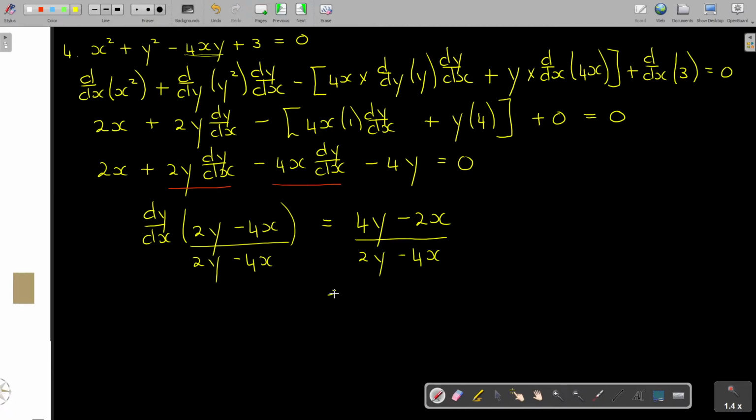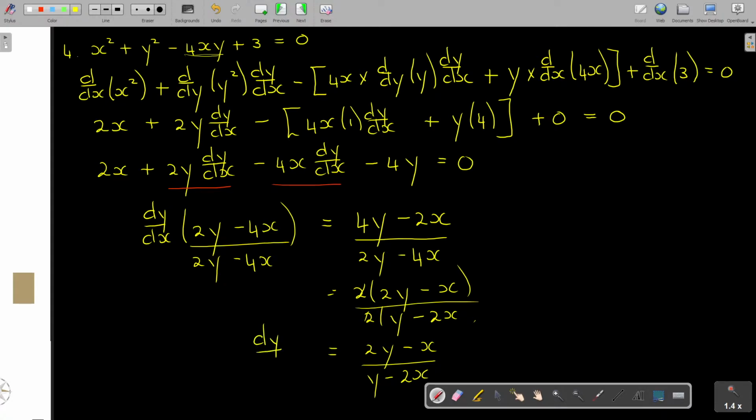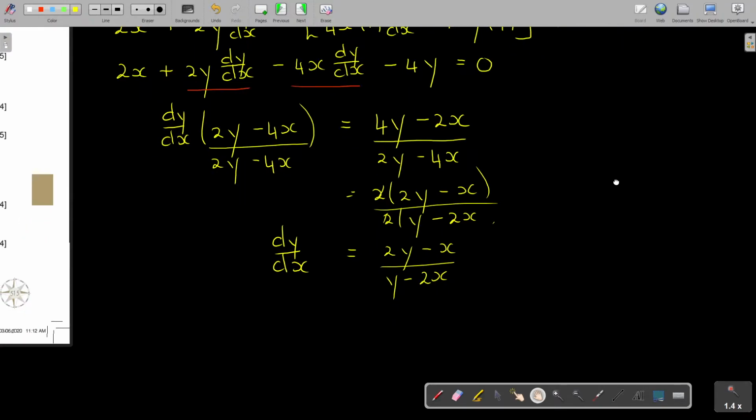And now, because they said show that, I have to get to that. I see that I can take out 2. So if I take out 2, it's 2y minus x. And if I take out 2 there, it's y minus 2x. And I cancel, and it's going to be 2y minus x over y minus 2x. And that is what they asked me to show. So that was number A. Now I'm going to continue with number B.